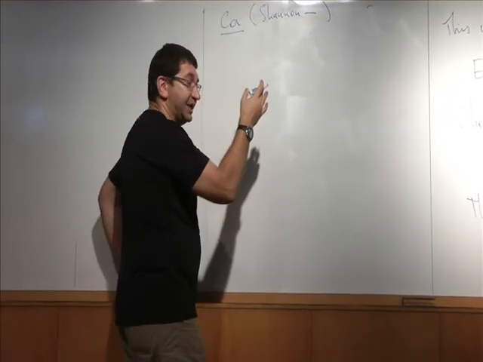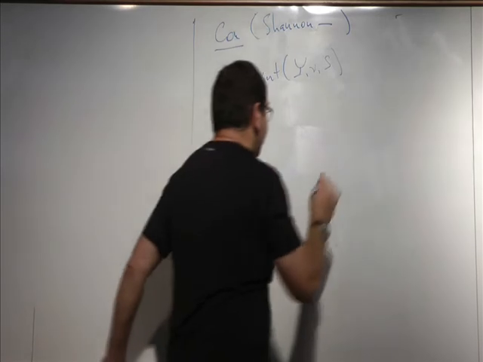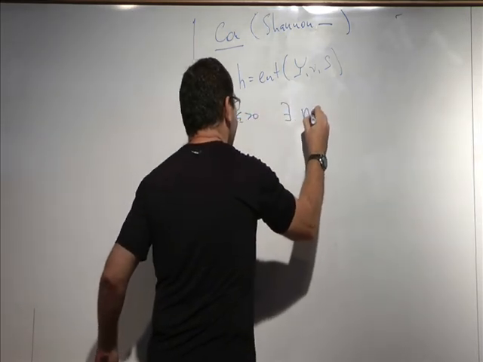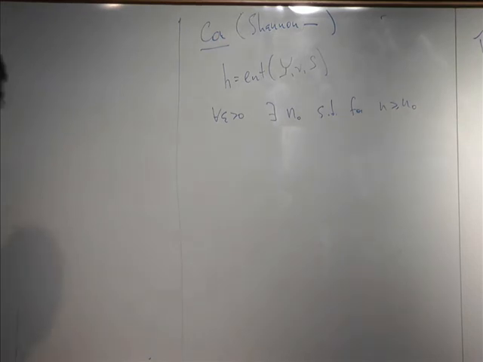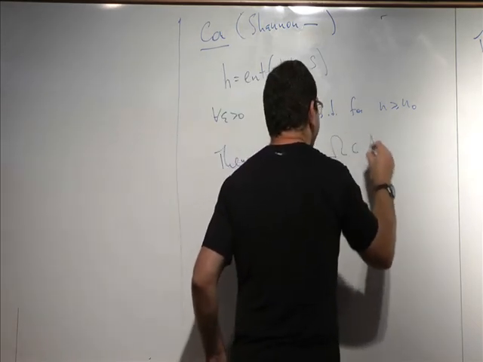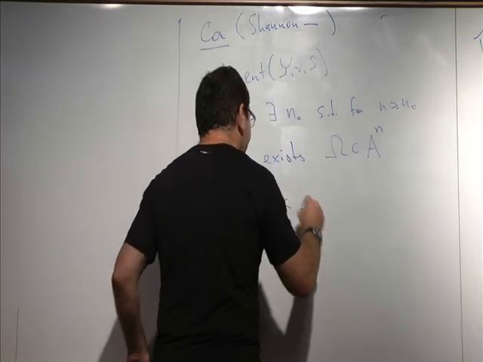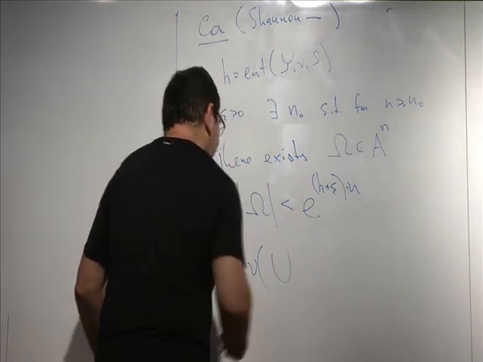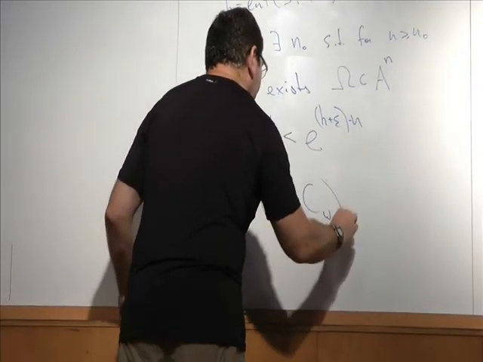So the entropy, usually denoted by little h, is the number with the following property. For every positive epsilon, there exists an n0 such that for n greater than or equal to n0, there exists a subset omega of words of length n, with the total number of words being less than e to the (h plus epsilon) n, such that the measure of the union, this union is actually disjoint, of the cylinders with these words is bigger than 1 minus epsilon.